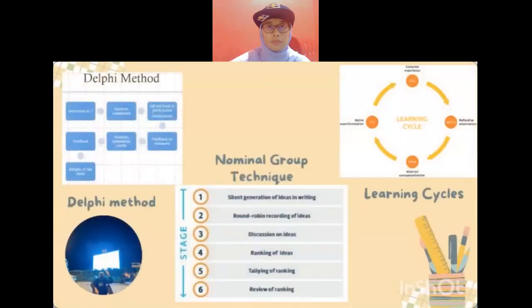We are going through the techniques that are not familiar as a student. So first thing first is Delphi method. So what is Delphi method? Delphi method consists of interview, analyze, summarize, all text back on participant as anonymous, feedback on summary, analyze, summarize results again, feedback and results of the study.